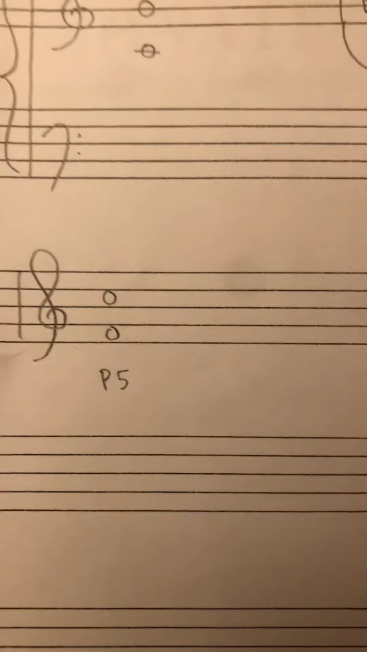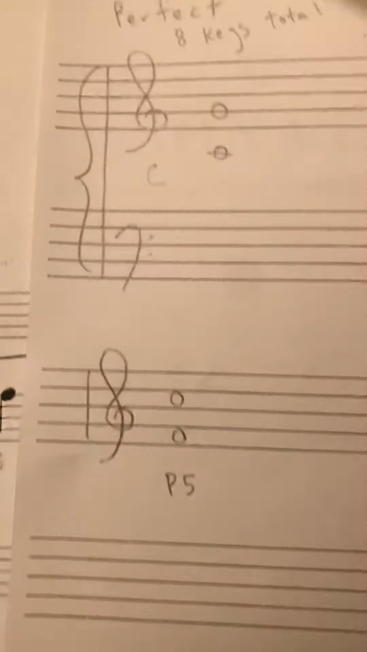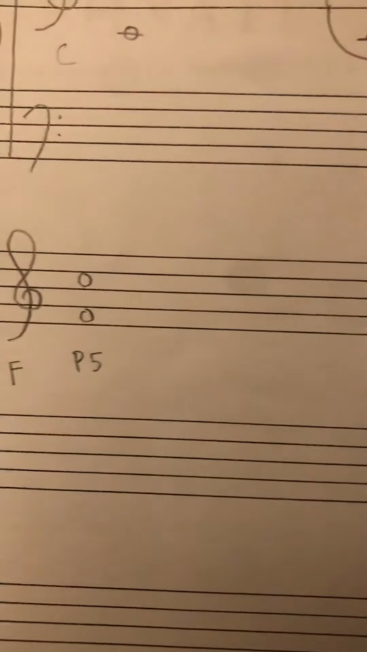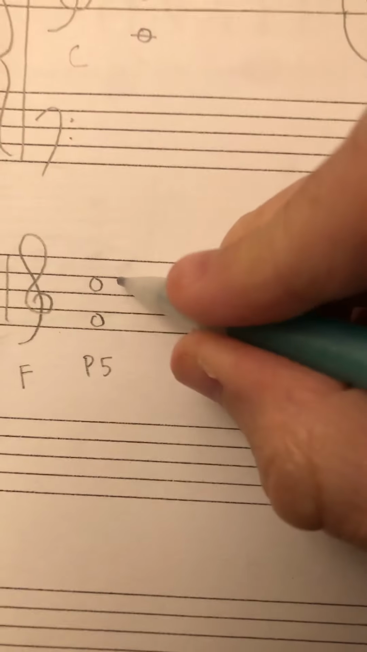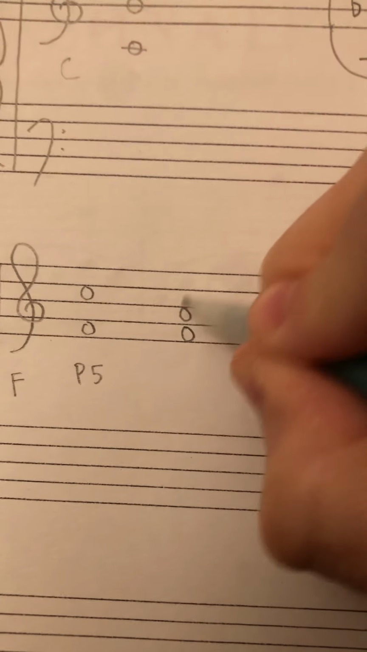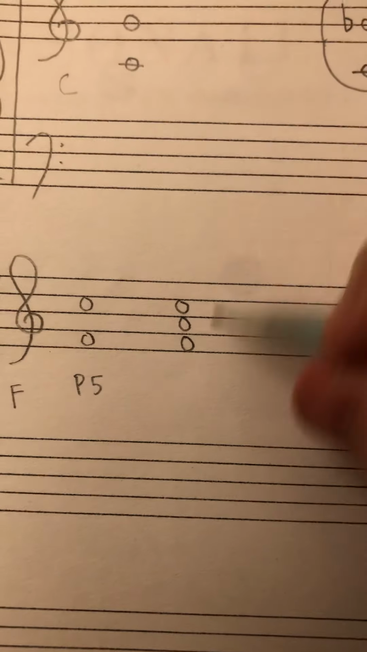Triads. Let's talk about triads. We were dealing with C here. Let's deal with like F. Let's pretend like it's F. Okay. So this is a perfect fifth, you know, in F. This would be a major triad.